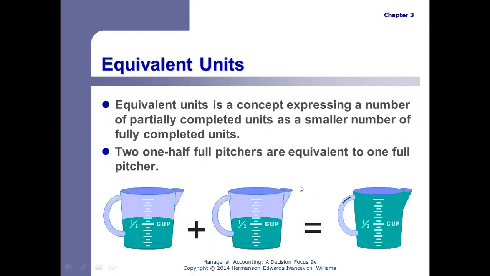Okay, so the concept of equivalent units is kind of easy conceptually, but kind of hard in practice to calculate. You can think of equivalent units as: if something is only partially completed, how many partial units will equal a full unit. So for example, if you've got 2 half pitchers of water, that's the same as a full pitcher of water. So the equivalent units for 2 half pitchers is 1 pitcher.